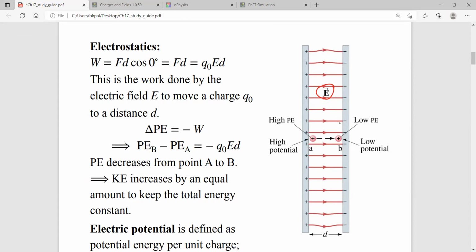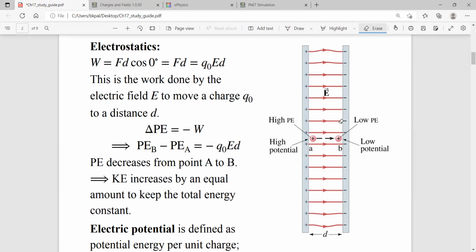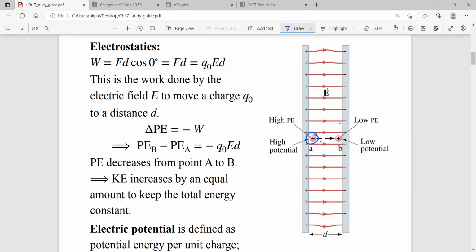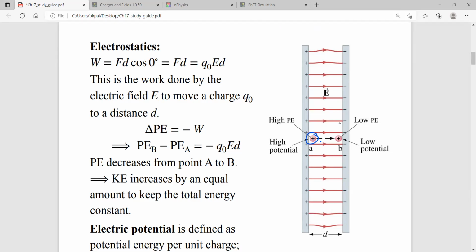Okay, now here you see that if we have a positive charge here, because positive charges are repelled by the positive plate and attracted by the negative plate, if you just put a positive charge here, it will automatically follow the line of the electric field, right? Because on the other side we have the negative charge. Positive charge is attracted by the negative charge.